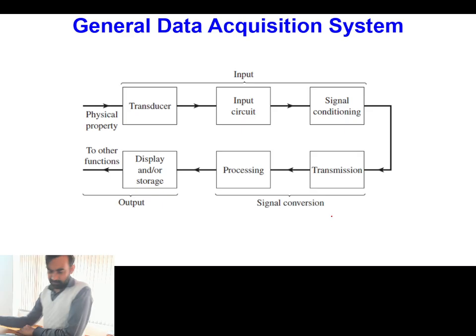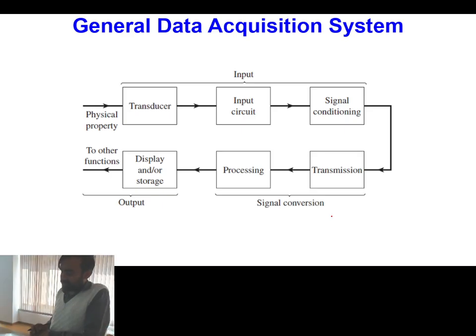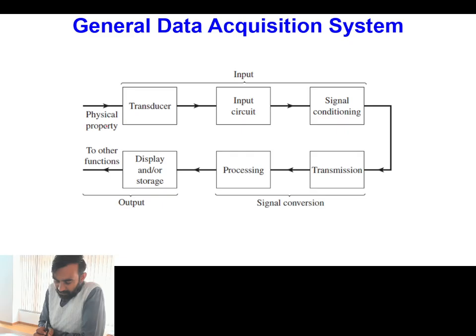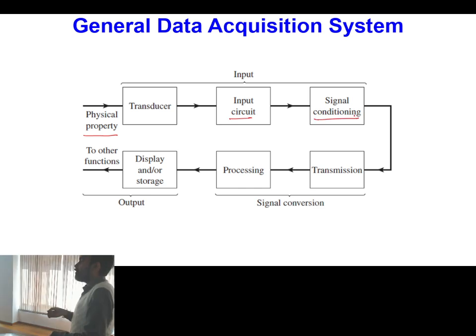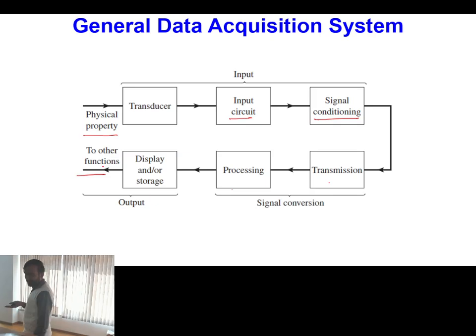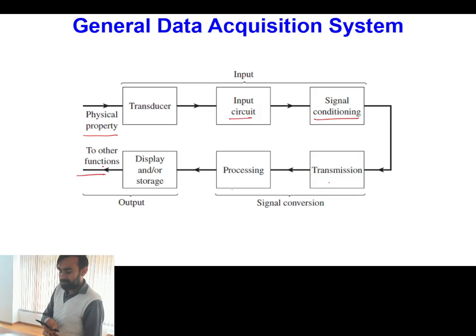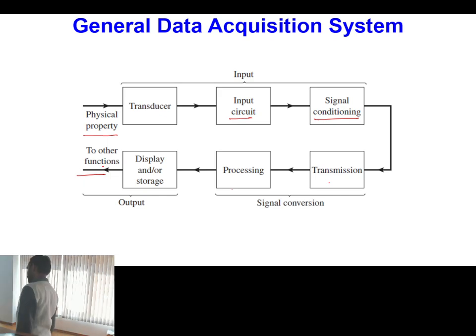Then this is the general layout of the data acquisition system. So typically the physical property is sensed by the transducer, and through the input circuit it is transformed into a signal, and that signal is then transmitted and processed to either display the reading or store that reading in a computer. Ultimately that reading can be either just used for post processing or it can be further used to perform some specific task in the experiment.